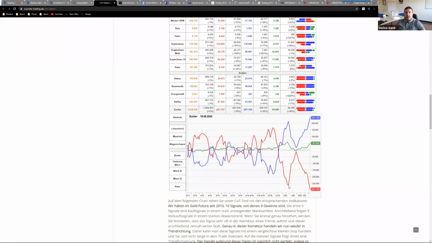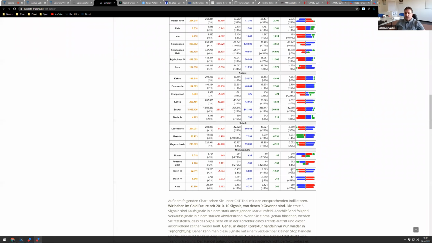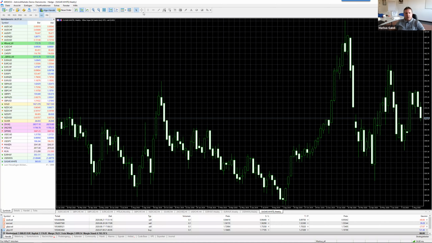Let's see the sugar price. That was February 2020. Here we go. So you see the high price in sugar in February, and as you can see, the price decreased down.